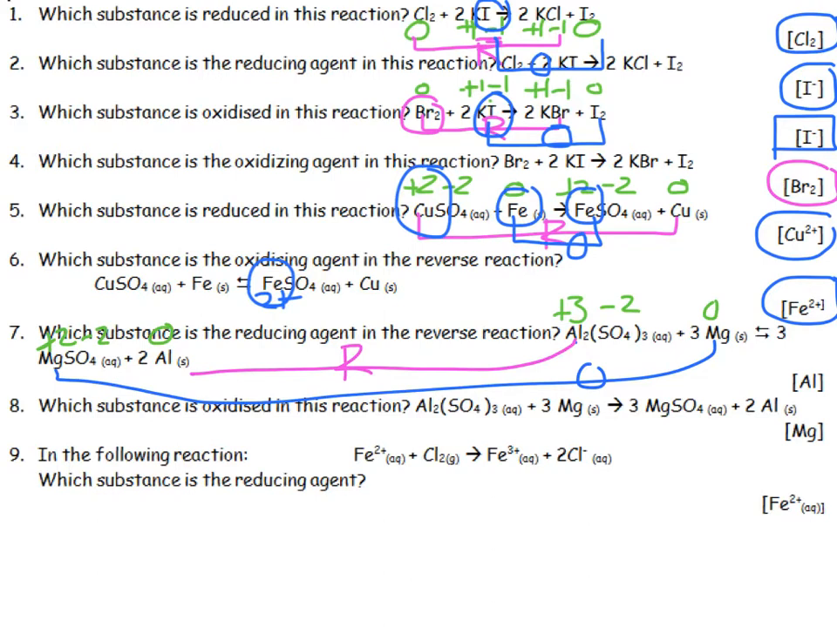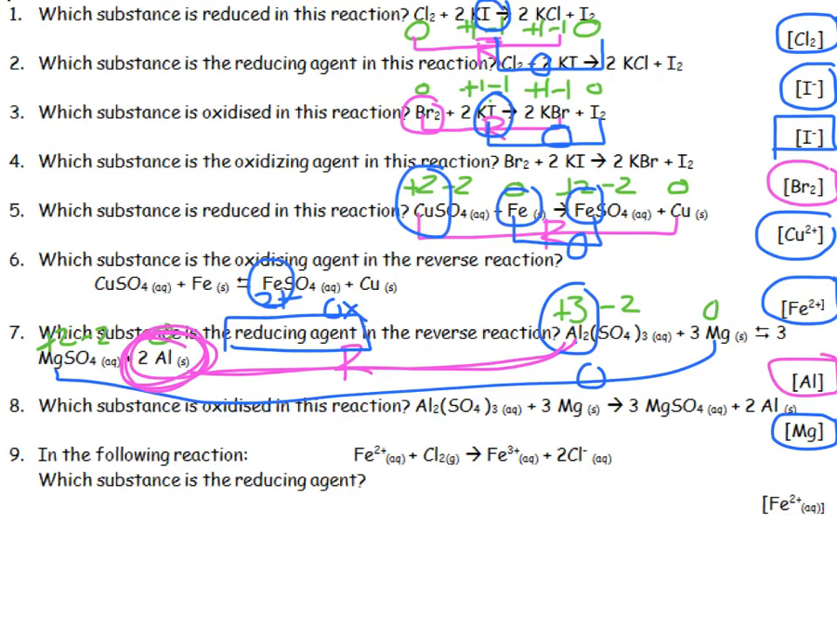I'm going to go to number 8 first. Which substance is oxidized in this reaction? It was your magnesium. Now looking at the reverse reaction, what was the reducing agent? So it was what got oxidized in the reverse reaction. Whatever got oxidized in the reverse reaction was reduced in the forward reaction, so it's going to be the aluminium. So what's acting as a reducing agent in the reverse reaction? Aluminium. Okay. In the following reaction, which substance is the reducing agent?